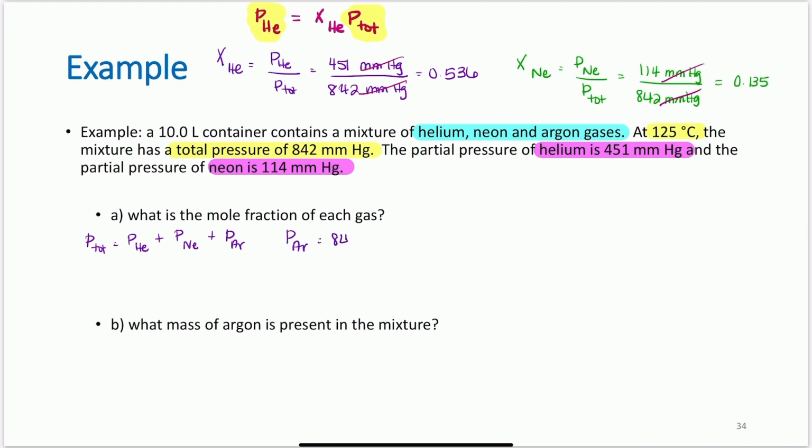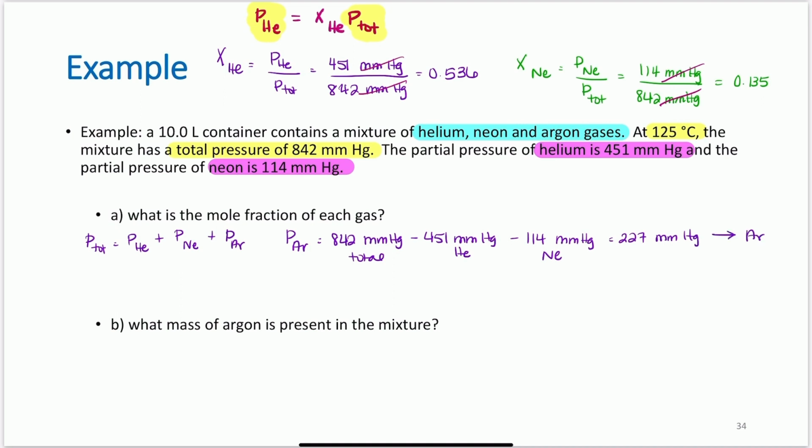So I've got 842 millimeters of mercury for my total pressure minus 451 millimeters of mercury. So this is total. This is for helium. Minus 114 millimeters of mercury due to neon. This gives me a partial pressure of 277 millimeters of mercury. And that is for argon.